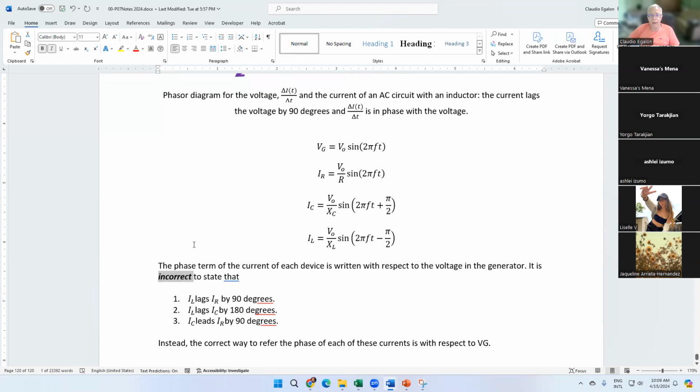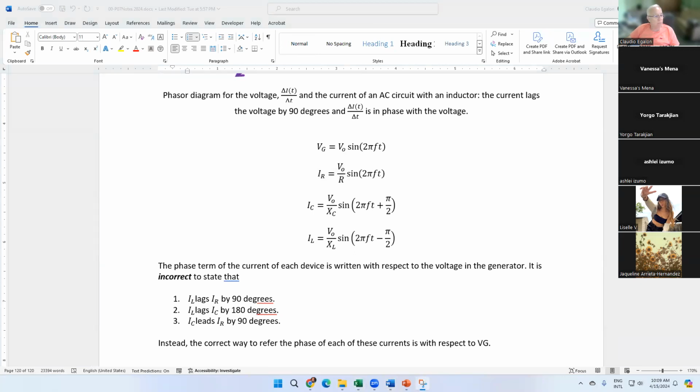It is incorrect to state that because those are three different circuits. Those are three different independent circuits: a circuit with a resistor, another circuit with a capacitor, another circuit with an inductor. Now, when you combine a resistor, capacitor, and inductor in a single circuit, then you will see what's going to happen. And what time is that? 10:10 already. Wow. Time is flying here, right?